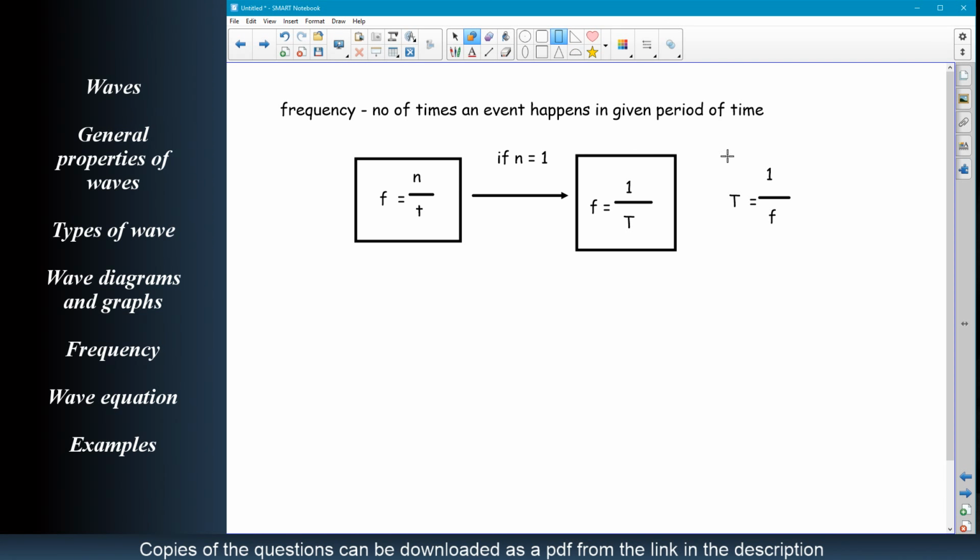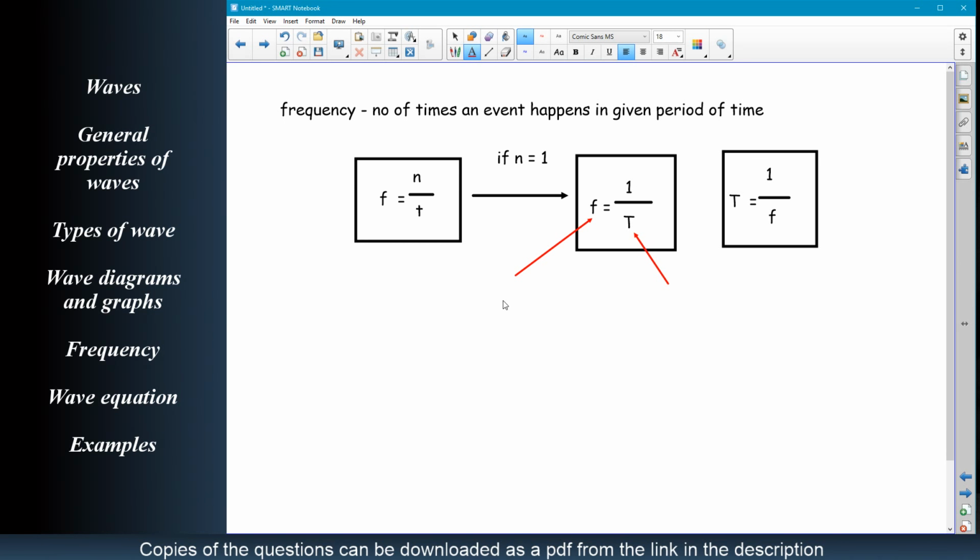Now, important things here, we're doing physics, so we need to be careful with our units. In this one, we have frequency here and we have time period here. These need to be in the right units. So frequency is measured in hertz, Hz, H-E-R-T-Z. And the time period T has to be measured in seconds, s, little s for seconds. Once you've got that right, you're in business.